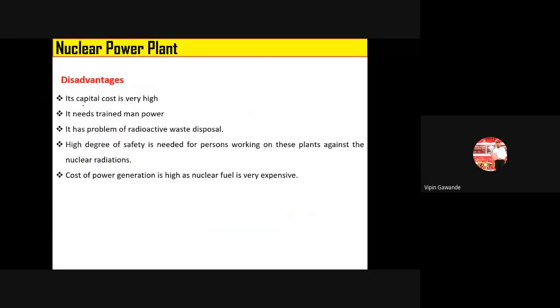Capital cost is very high. We have seen that the capital cost in the case of a thermal power plant is less, but here it is very high. It needs trained manpower, while in a thermal power plant we don't require that much skilled manpower. We require skilled persons, but very few. But while operating the nuclear power plant, we require trained manpower. It has a problem of radioactive waste disposal, so this is very dangerous.